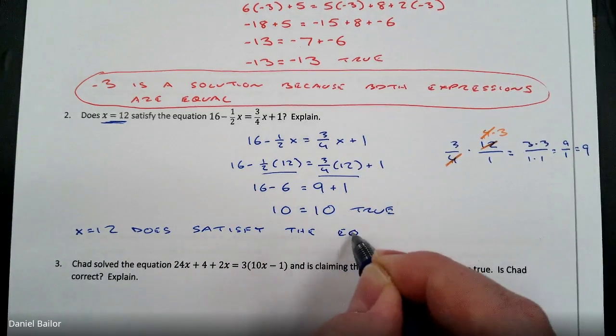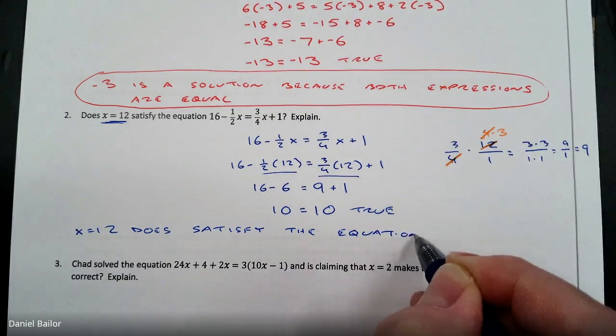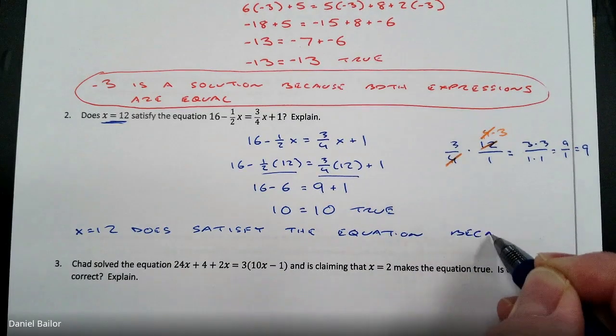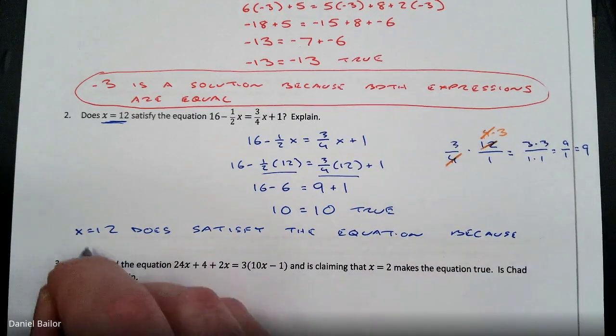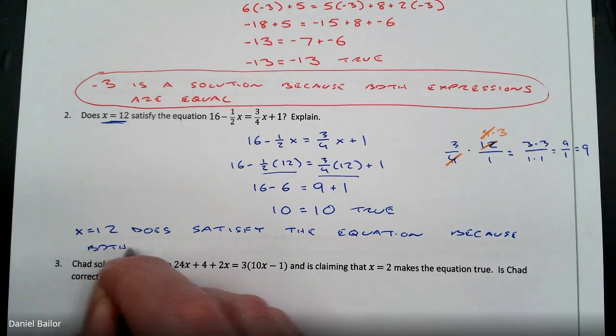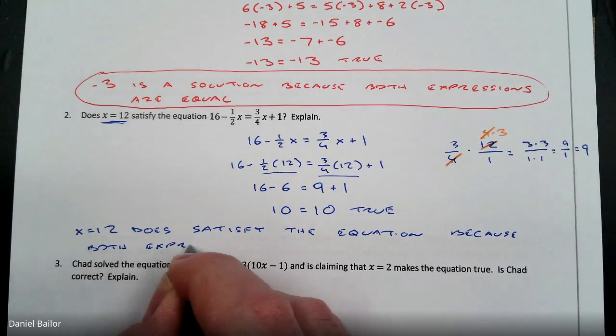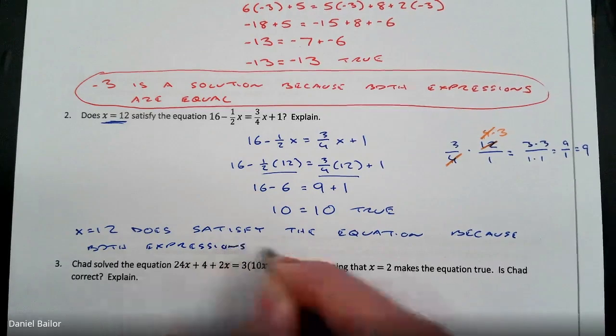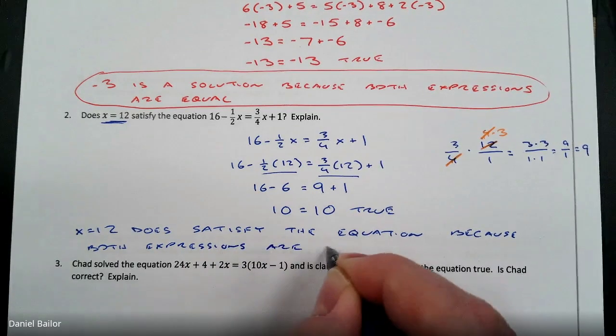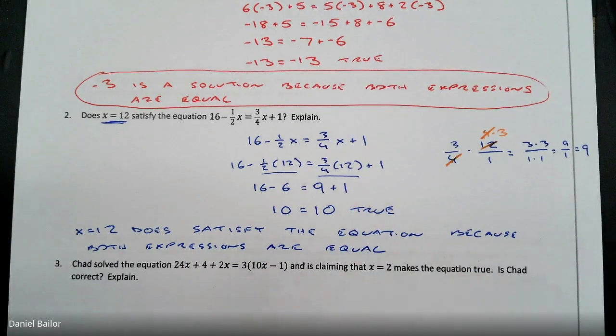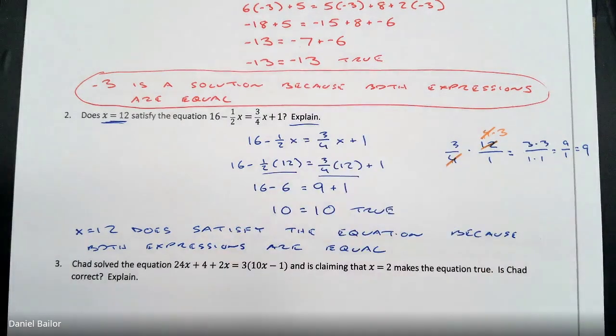This is my explanation. Because both expressions are equal. And that's the answer. When it says explain, it's wanting you to write a sentence answer, not just give a number. It's wanting an answer to explain how you know.